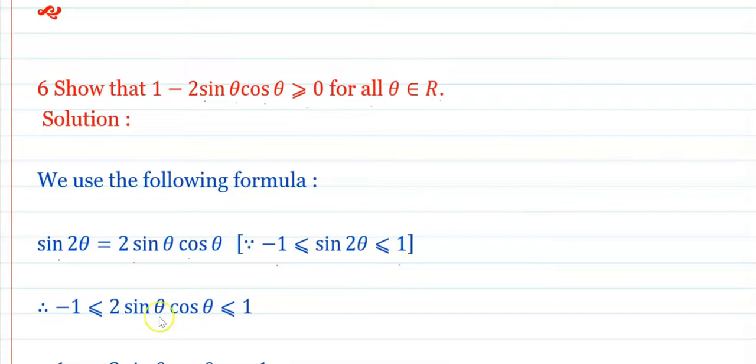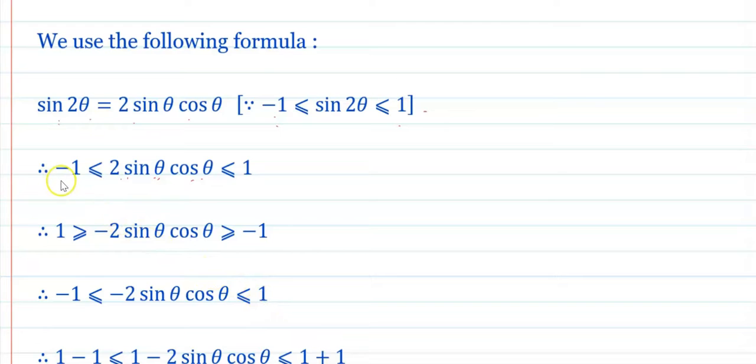Okay. And therefore, the sine of 2 theta, as it lies between minus 1 and plus 1, what is the formula for the sine of 2 times theta? It is 2 sine theta into cos theta. Therefore, 2 sine theta into cos theta lies between minus 1 and plus 1.